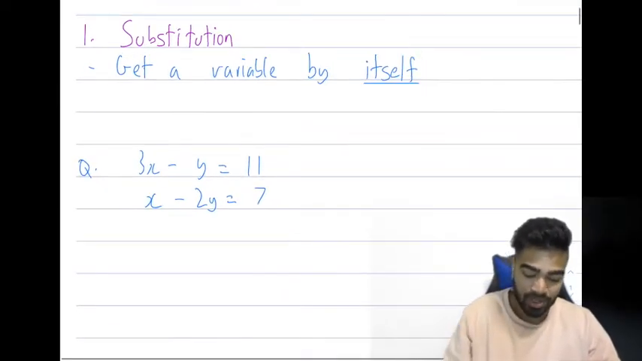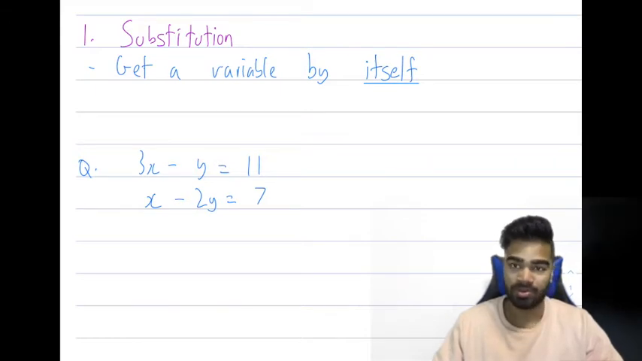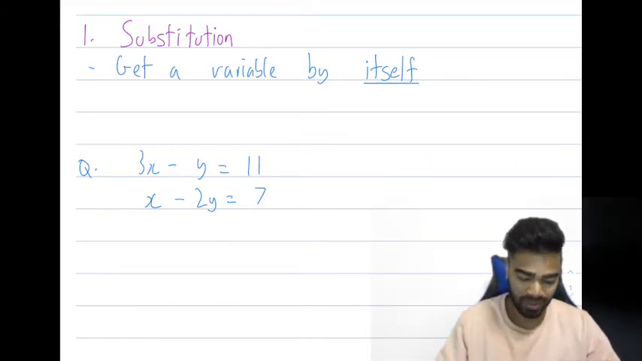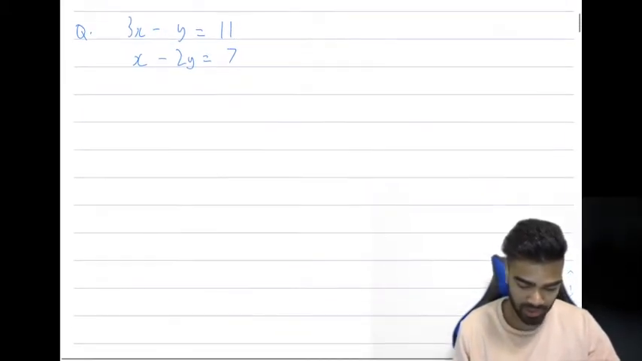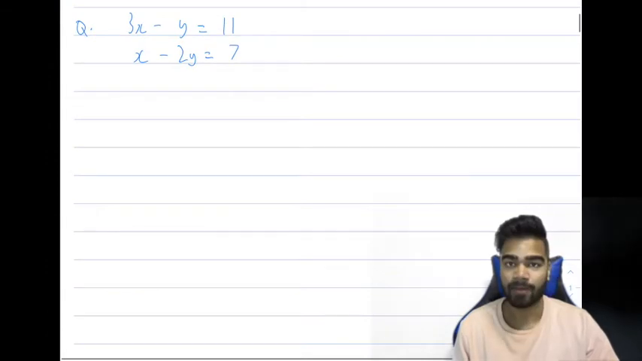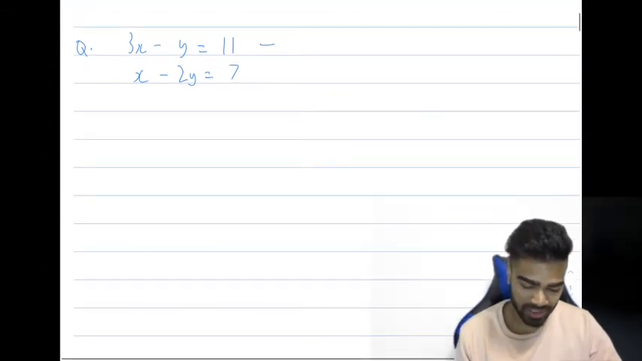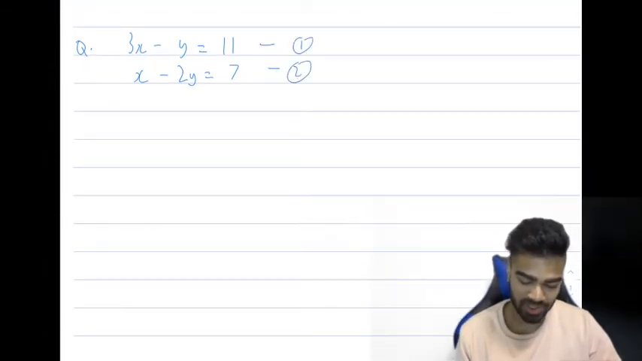The first method we're going to learn is substitution. What substitution is, is getting a variable all by itself so we can start solving. Okay, so have a read of this question. 3x minus y is 11 and x minus 2y is 7. Okay, so we've got two equations. Let's first label them. I always like to label my questions just in case.